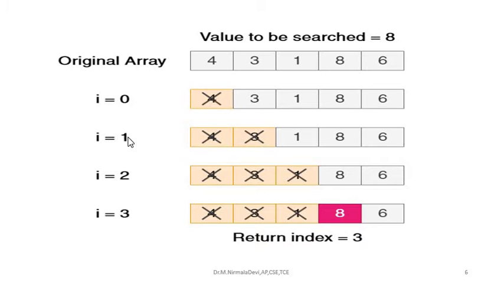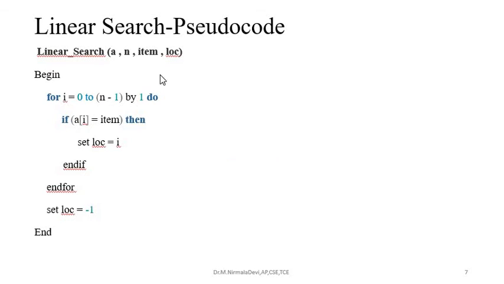The process is repeated for the next iteration, that is i equal to 1. The element at the first position is compared with the searching element. Both are not matching, and it is repeated till the element is found. So the element is found at index 0, 1, 2, 3. The index value is 3. So the element is found. This is the pseudocode for linear search.